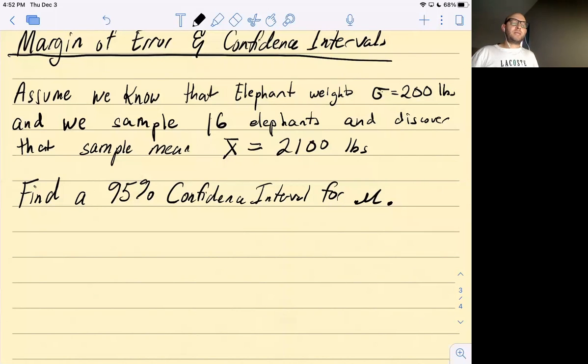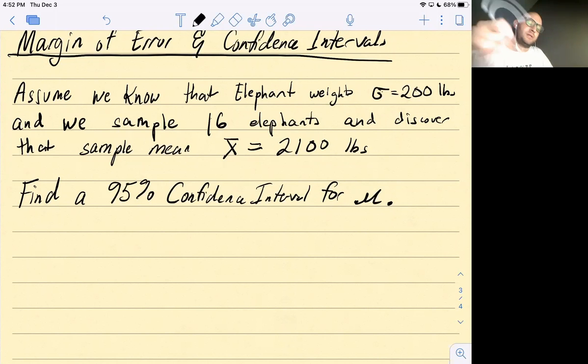The reason we can say that precisely is that if we were to do this experiment, where we pick 16 random elephants, 100 times, repeating that sampling 100 different times, and look at the intervals created each of those 100 times, 95 of those intervals should have mu, and about 5 will not. That's why we say there's a 95% chance that an interval constructed in this way would contain mu.